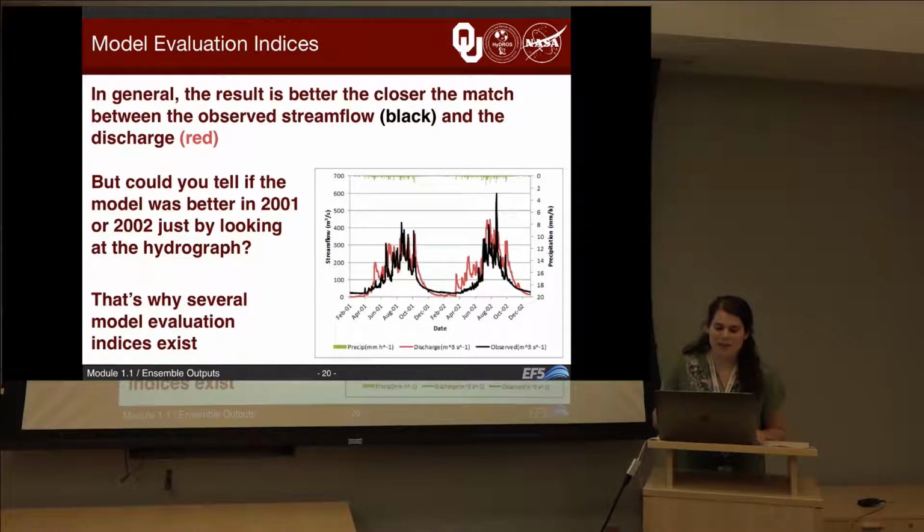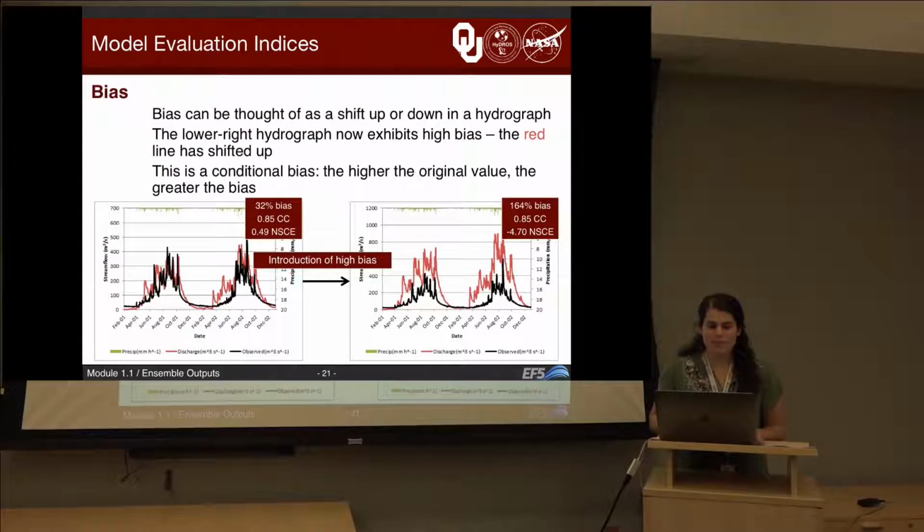But could you tell if the model was better in 2001 or 2002 by just looking at a hydrograph? This is why several model evaluation indices exist. So we'll talk about 3. The first we'll talk about is bias.